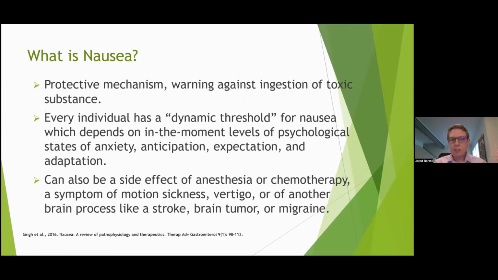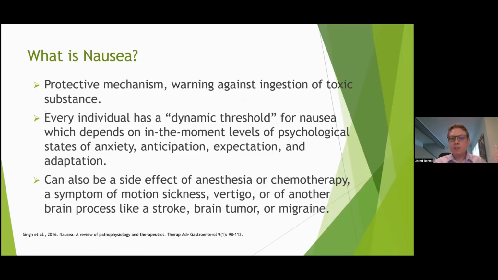So what is nausea? We think of it as probably a protective mechanism in general. It kind of warns against, if you're about to swallow or you just swallowed something that's bad for you. It's adaptive to have a process in your body that helps you to get that out of you if that does happen.